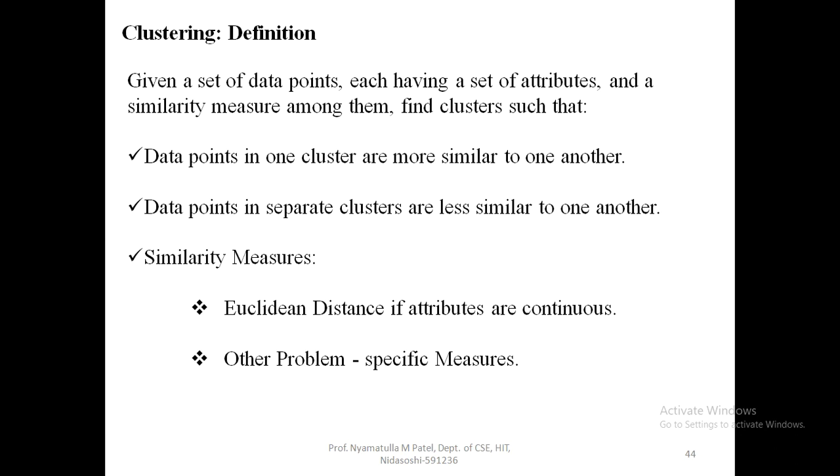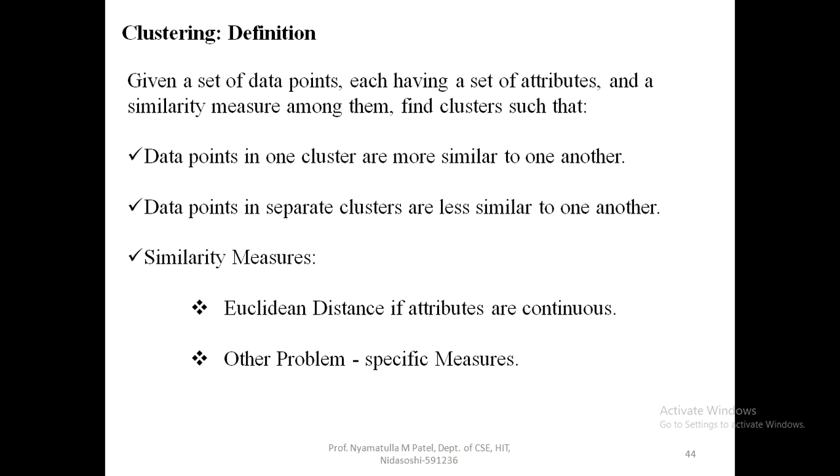a set of data points into one class: similar objects in one part, and other objects with similar attributes in another class, another group, grouping the different objects according to their attributes and so on. So, data points in one cluster are similar to one another. All the data points in one cluster are similar to one another. Data points in separate clusters are less similar to one another. The data points which are present in two different clusters are less similar to one another because you have classified them.